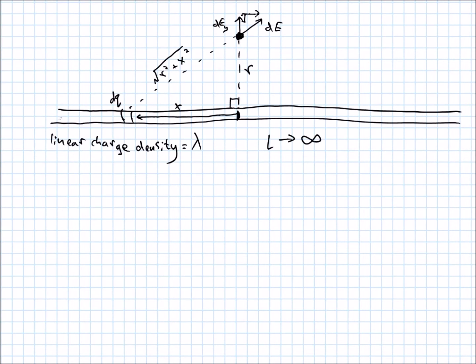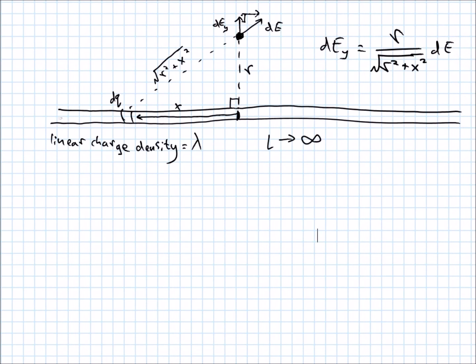Now I'm curious to find dE_y because I want to find E_y in the end. So if you look at these similar triangles, dE_y over dE is equal to r over the square root of r squared plus x squared. And multiply over the dE, and that's how we're going to pick out our fraction. That's how we'll determine dE_y given dE.